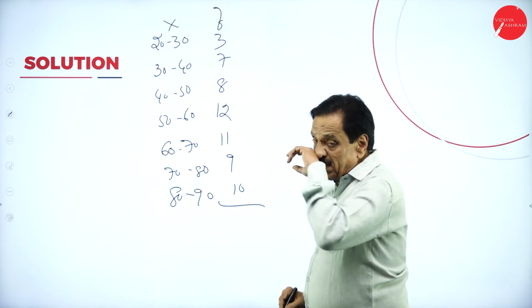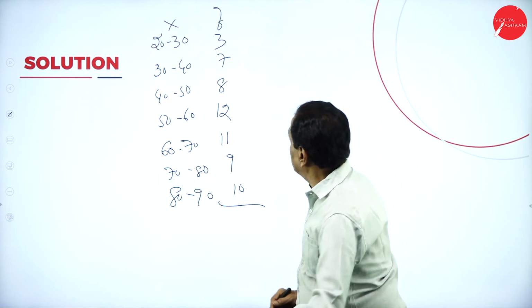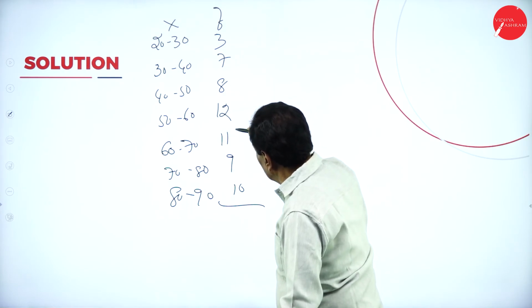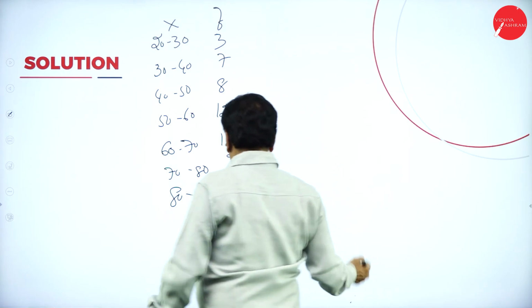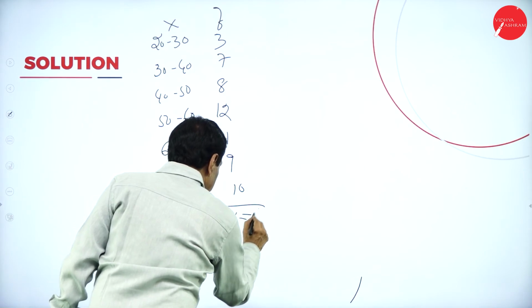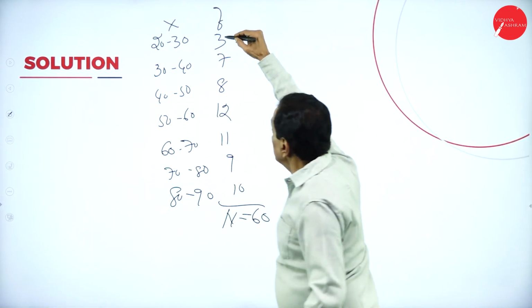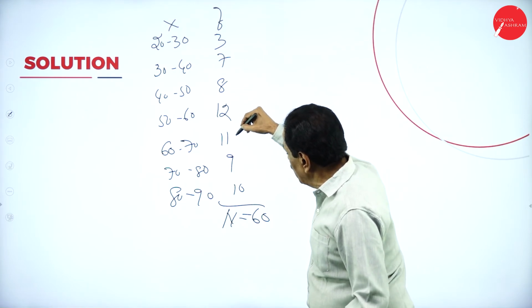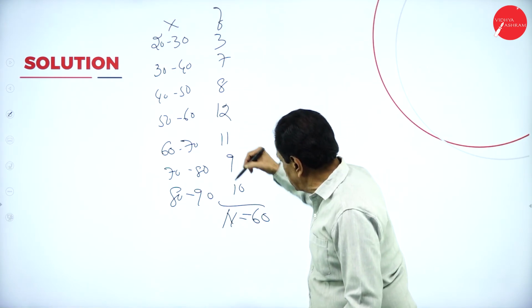So what is the first step to do? Add the frequency. 3 plus 7 is 10, 18, 30, 41, 50, 60. N is equal to 60. I will repeat once again: 3 plus 7, 10, 18, 30, 41, 50, 60.